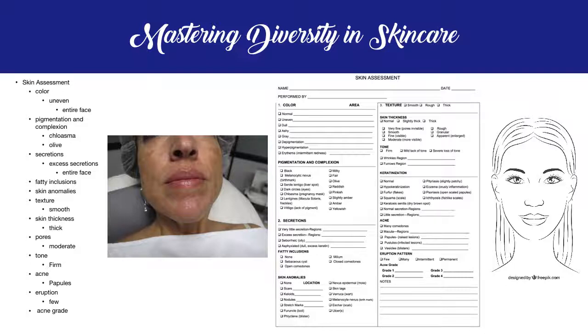So, the first is the color. On this particular client or model, her skin tones are very uneven, and if you notice, it's all over the face. It's the entire face. Well, number one, I see melasma, but also she has sun damage. So the photoaging is more or less just as prevalent as the melasma. When we see the pigmentation and her complexion, you see the melasma, and her complexion is more of an olive tone.